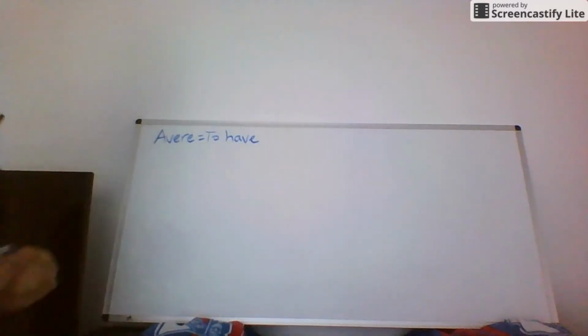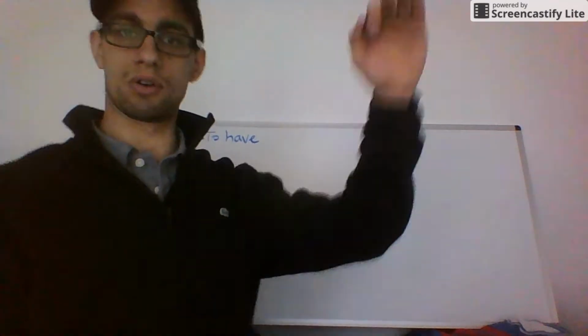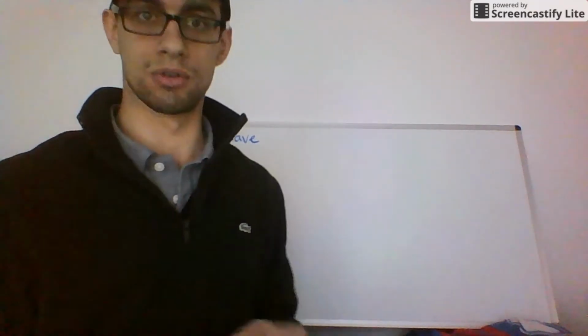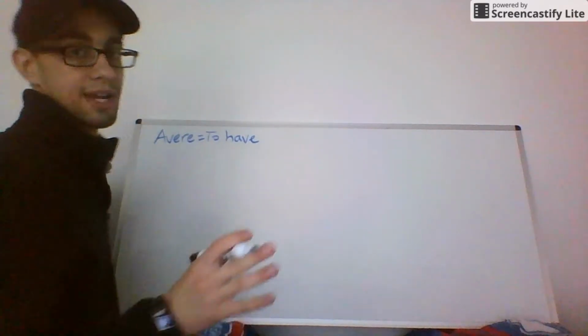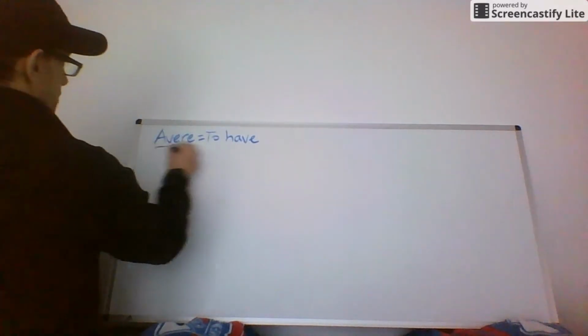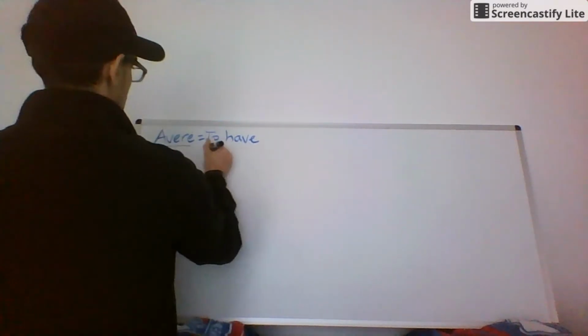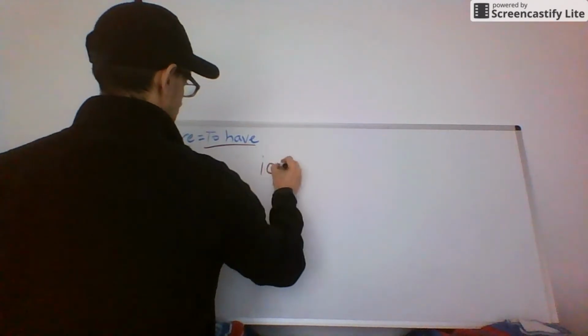Avere, to have. So in my subject pronouns video, you will see all the subject pronouns: io, tu, lui, lei, noi, voi, loro. And what I'm going to do now is use those subject pronouns and conjugate this verb. Let's do it. So we have the first subject pronoun, io, which means I.